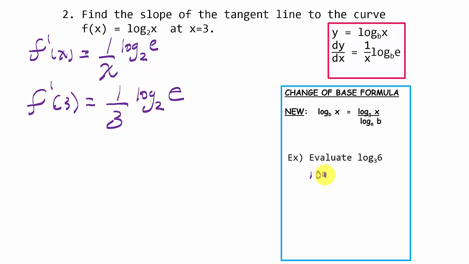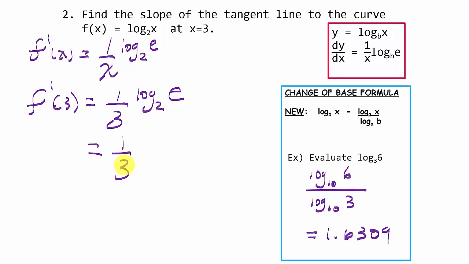Log base 10 of 6 over log base 10 of b, which in our case is 3. Now, if you punch in log of 6 on your calculator divided by log of 3, you will get 1.6309.